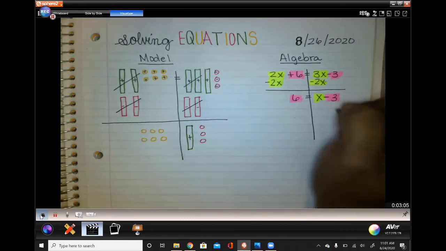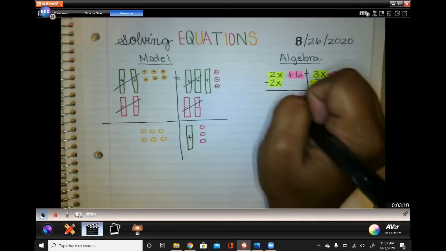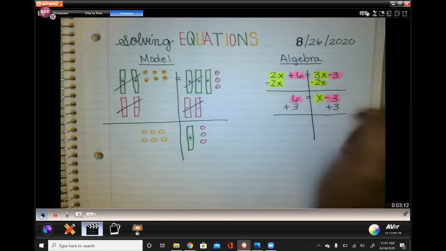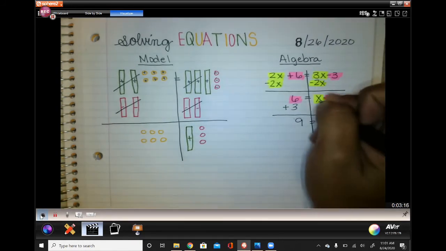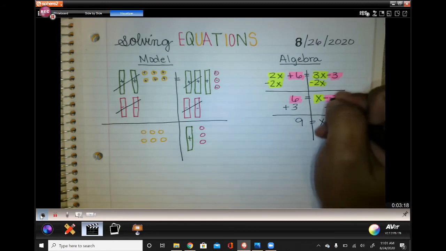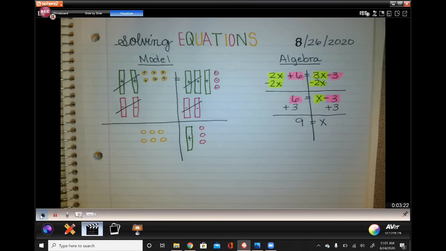How do I do that? Well, the opposite of something negative is something positive. What you do to one side, you do to the other. And then you do the math portion. 6 plus 3 is 9. X and nothing makes x. Negative 3 and positive 3 is a 0 pair, and it equals 0.